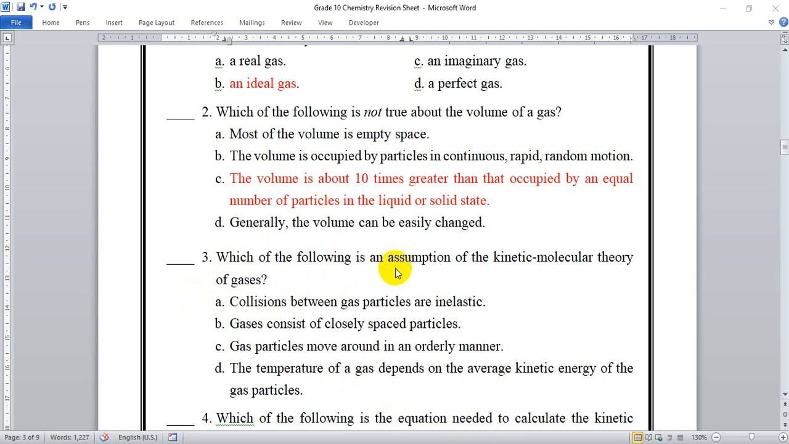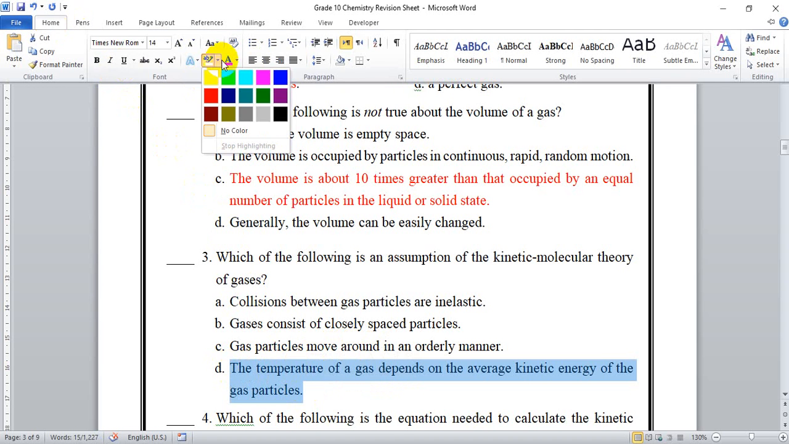3. Which of the following is an assumption of the kinetic molecular theory of gases? Collisions between gas particles are inelastic. Gases consist of closely spaced particles. Gas particles move around in an orderly manner. And the temperature of the gas depends on the average kinetic energy of the gas particles. So the correct choice will be D.